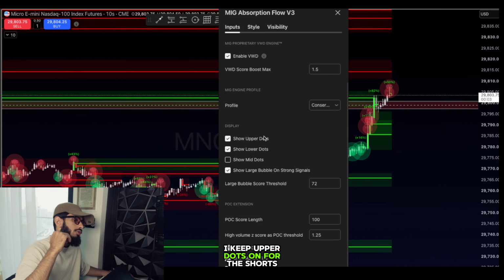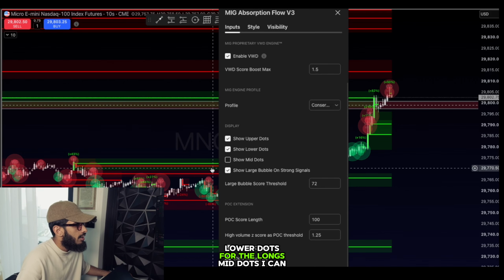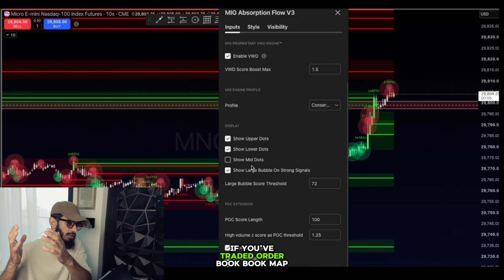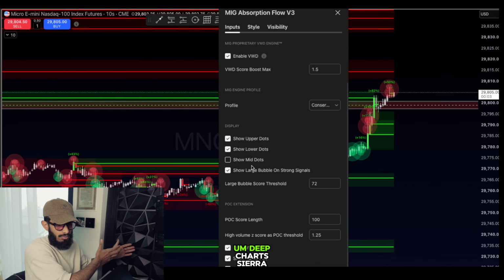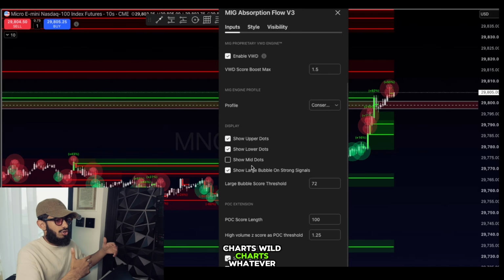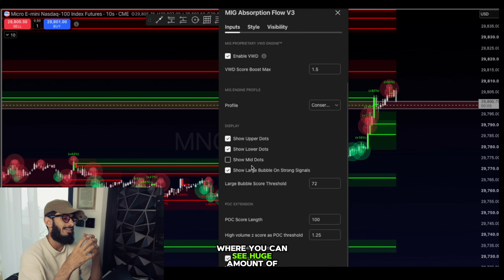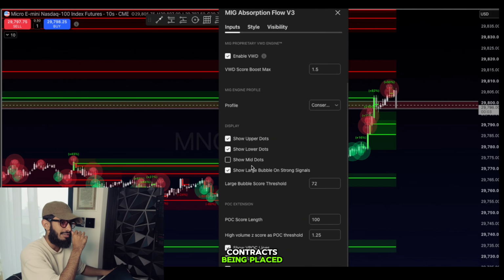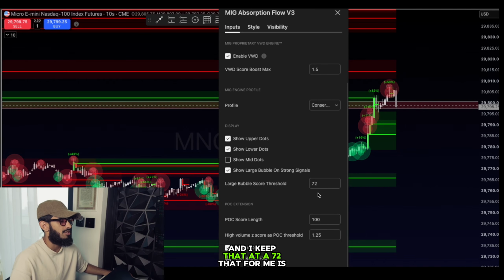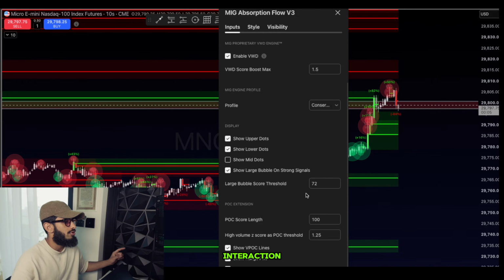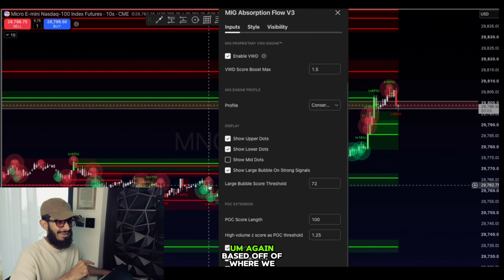I keep upper dots on for the shorts, lower dots for the longs, mid dots I can completely remove, and the large bubbles, what we call if you've traded order book, Bookmap, deep charts, Sierra Chart, whatever they are. This is where we have those iceberg trades, where you can see a huge amount of contracts being placed. And I keep that at a 72. That for me is where I can truly expect future interaction, again, based off of where we printed.